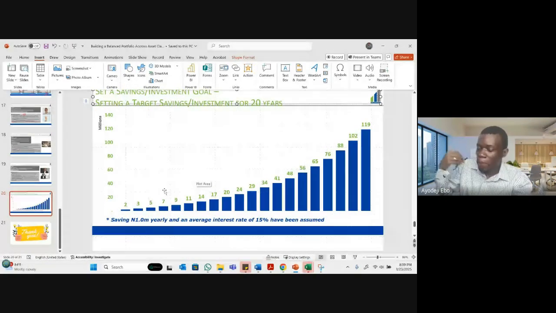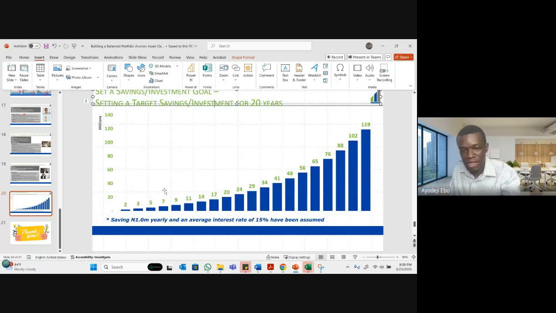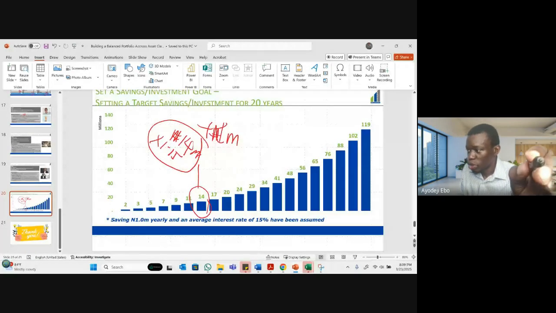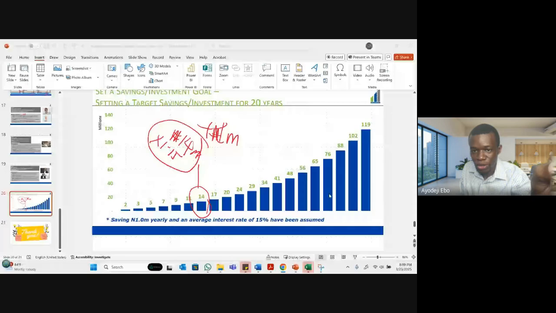This is compounding. The impact of compounding is why this is growing higher. So let's say in this year, 14 million would be times 1.15 to grow it, plus the 1 million that you are adding to it. So you can see there's really no magic here. If you are consistent about it for 20 years, you would see how your money would have doubled.